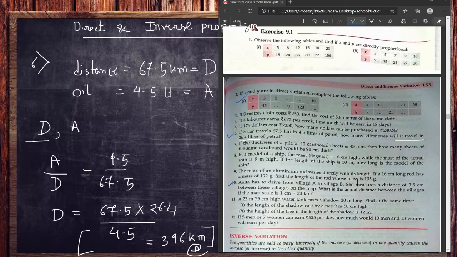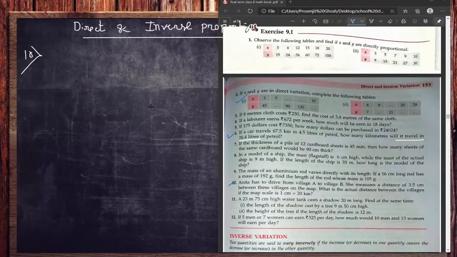I hope you got that idea. Now moving to the next sum. Number 10. Anita has to drive from village A to village B. She measures that the distance is 3.5 centimeter between these villages on the map. What is the actual distance between the villages if the map scale is 1 centimeter equal to 20 kilometer?